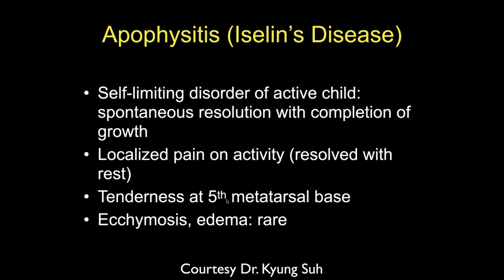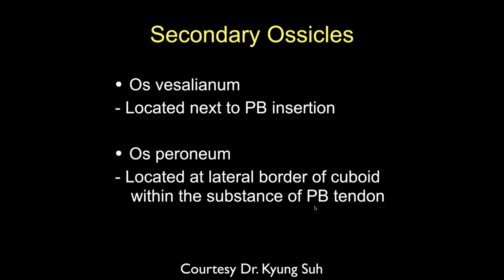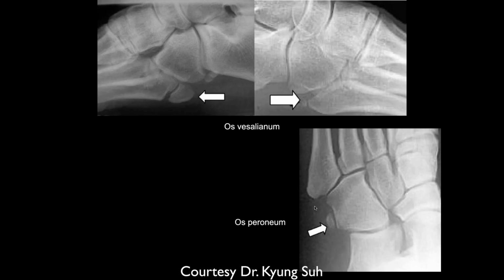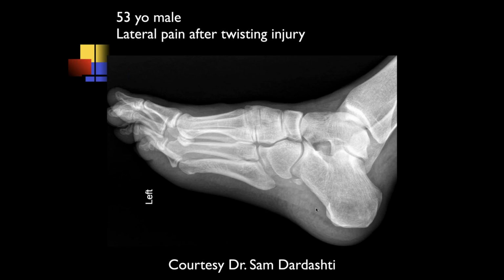So you can get a thing called apophysitis, which is probably traumatic related rather than inflammatory. If you allow it to heal, it will heal on its own. It's called Iselin's disease. And you get a lot of tenderness at the metatarsal base with ecchymoses and edema. And this is again an area primarily of trauma. You can also get ossicles in this location, os vesalianum, os peroneum, which we've already talked about before. And here's what they can look like in that area.